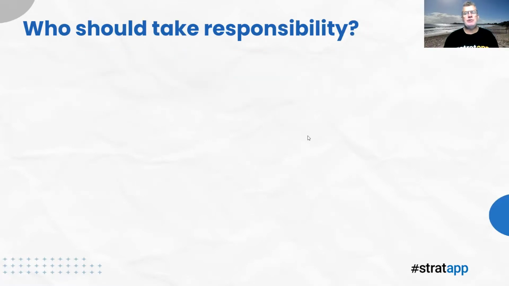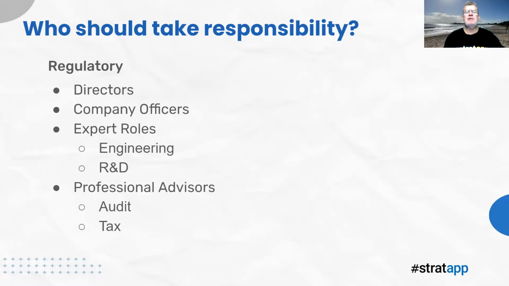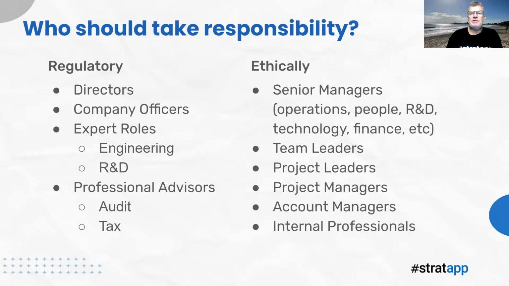In terms of who should take responsibility, we always think about directors, the buck stops with directors, and there's director liability risk, director liability insurance, and also company officers. So we think about it from a regulatory point of view, and also the professional or expert roles inside the company, and then the external advisors. We've all heard of the Enron saga, the auditors getting sued, and eventually dissolving Arthur Andersen back in the 90s. So we think about it in terms of regulatory, but I think it's also worth thinking about it just from an ethical point of view.